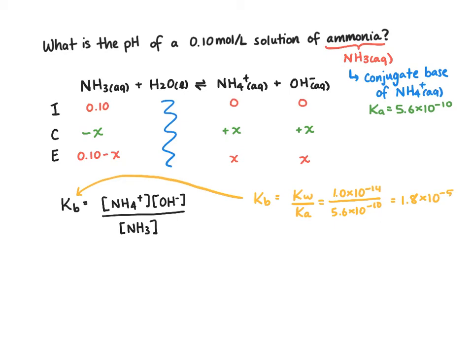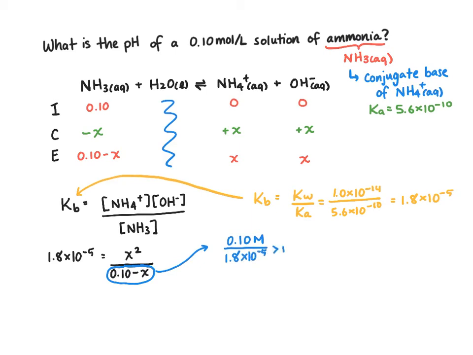So we can plug that into our expression. We can plug in all of our numbers that we have. So we have 1.8 times 10 to the minus 5 equals x squared, because they're both x's, divided by 0.10 minus x. Now, this would lead us to the quadratic formula, which is not something that we want. So we're going to test, can we get rid of the x value here? So we're going to do our approximation. So we're going to say 0.10, our initial concentration of our base, divided by the Kb value, which is 1.8 times 10 to the negative 5.